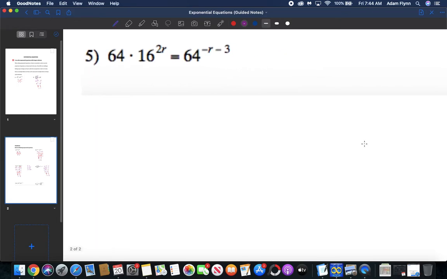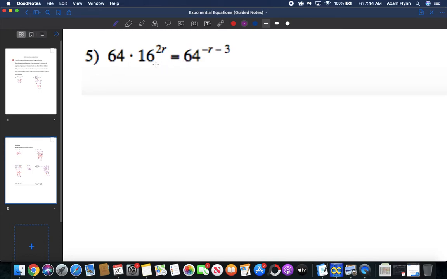Okay, so for number 5, looks like we have a lot going on here. We have 64 times 16 to a power of 2r equals 64 to the negative r minus 3. So my first step always is to find a similar base. Taking a look here, I've got 64, 16, and 64.